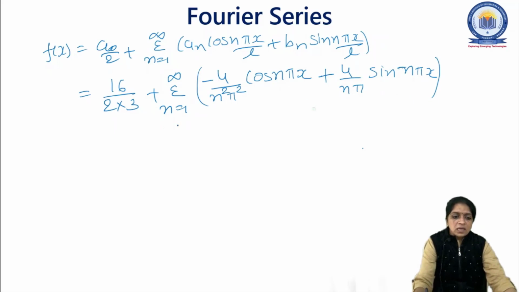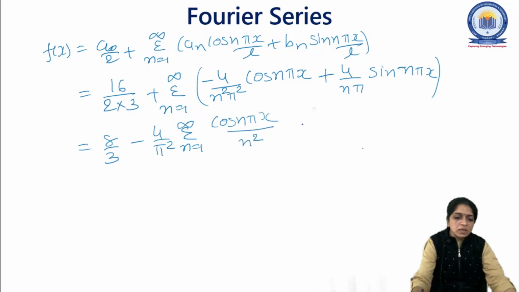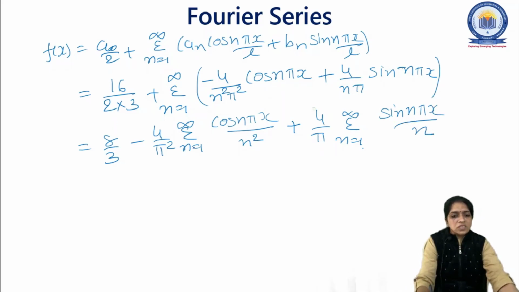After the simplification, here we have 8 by 3 minus 4 upon π², summation n equals 1 to infinity cos nπx upon n², plus 4 upon π summation n equals 1 to infinity sin nπx upon n. Okay. So this is the Fourier expansion for the given function.